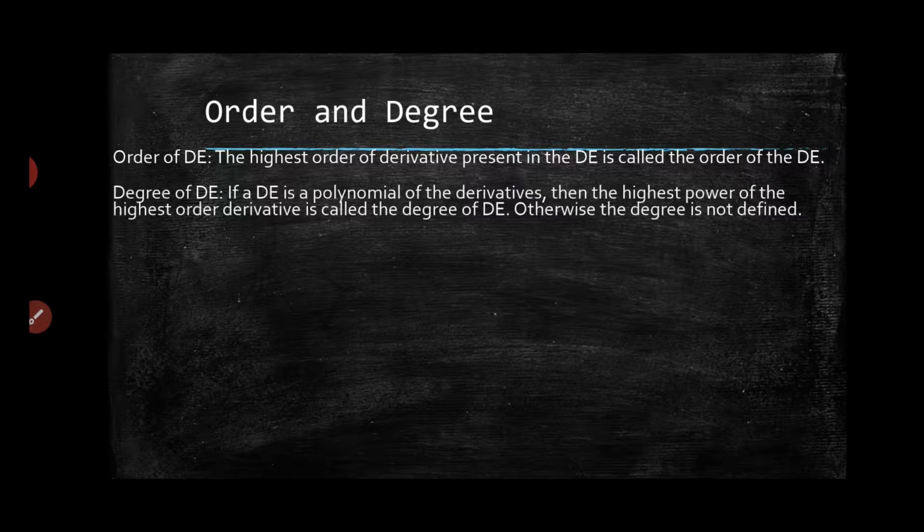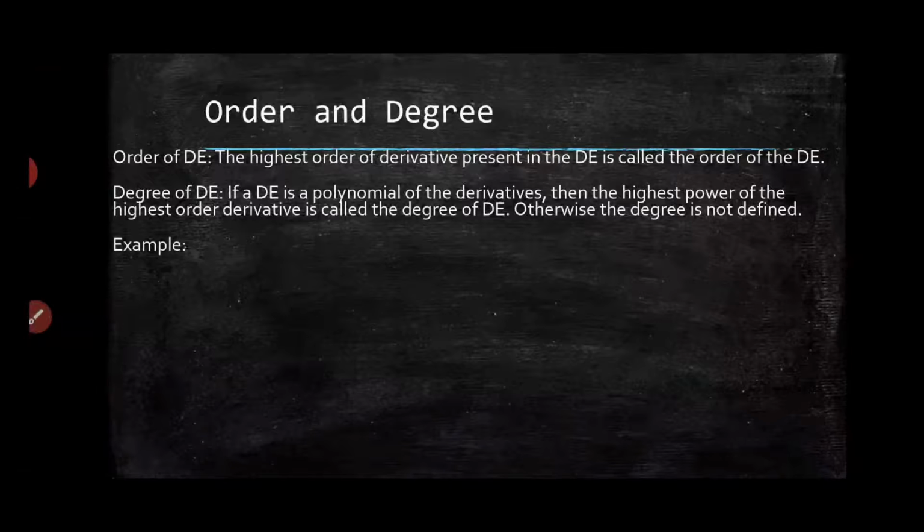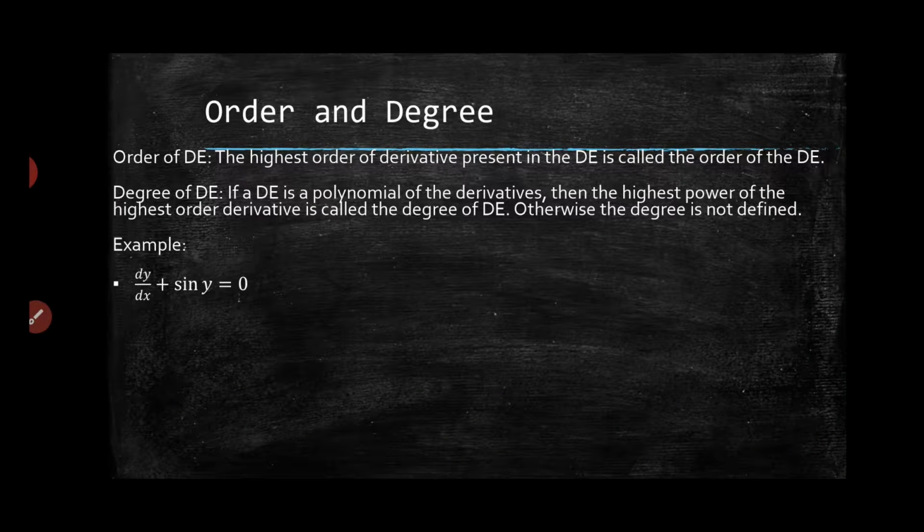Fine. Let us take a few examples. First one, dy by dx plus sin y equals to 0. Now this is a first order differential equation. Why? Because the highest order present here is dy by dx, that is the first order, and also you can see you only have the term dy by dx. So you can say that this is a polynomial of dy by dx. So better to say dy by dx with power only 1. So therefore the degree of the differential equation is 1.